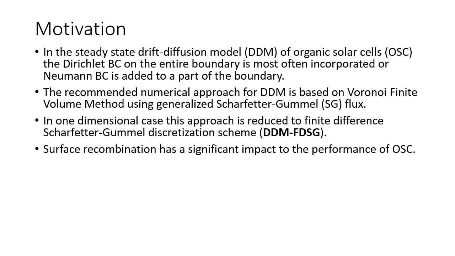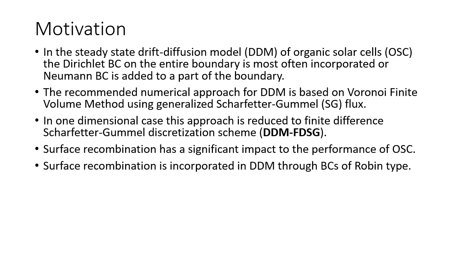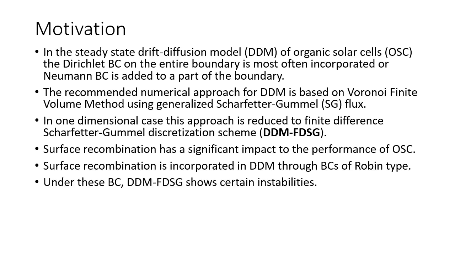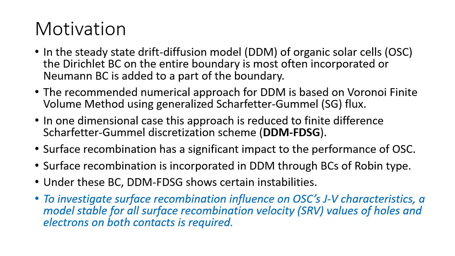It was shown that the surface recombination has a significant impact on the performance of organic solar cells, and it is incorporated in DDM through boundary conditions of Robin type. Under these boundary conditions, DDM FDSG shows certain instabilities. In order to investigate the surface recombination influence on OSC JV characteristics, a model stable for all surface recombination velocity values of holes and electrons on both contacts is required.